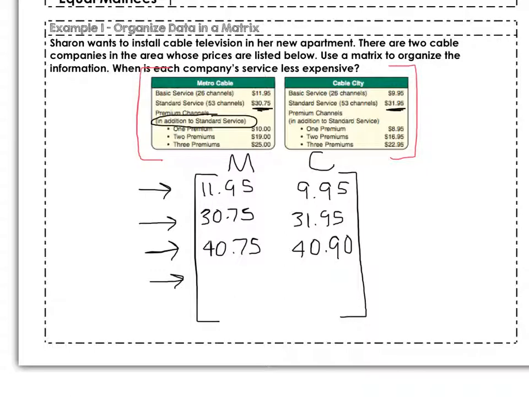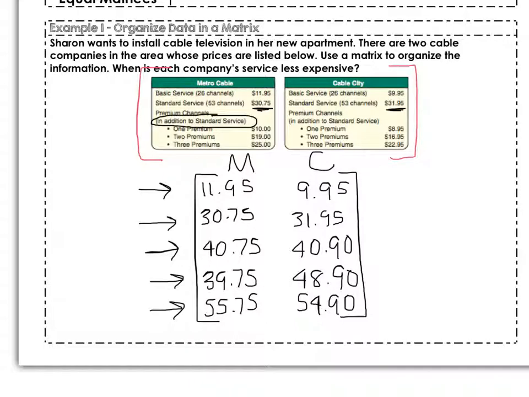Then we're going to do a row for 2 premium and a row for 3 premium. So once again, I'm going to add that amount to the standard service cost. When I add 19 to 30.75, I get $39.75. When I add $16.95 to the $31.95 for cable city, I get $48.90. And then the last one is the 3 premiums. I'm going to have 25 plus 30.75, giving me $55.75. And for cable city, $31.95 plus that additional charge of $22.95, giving me $54.90.